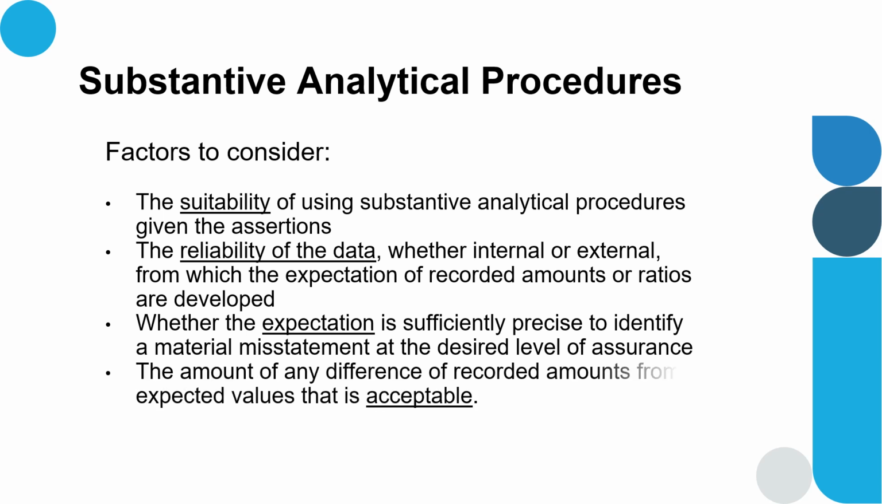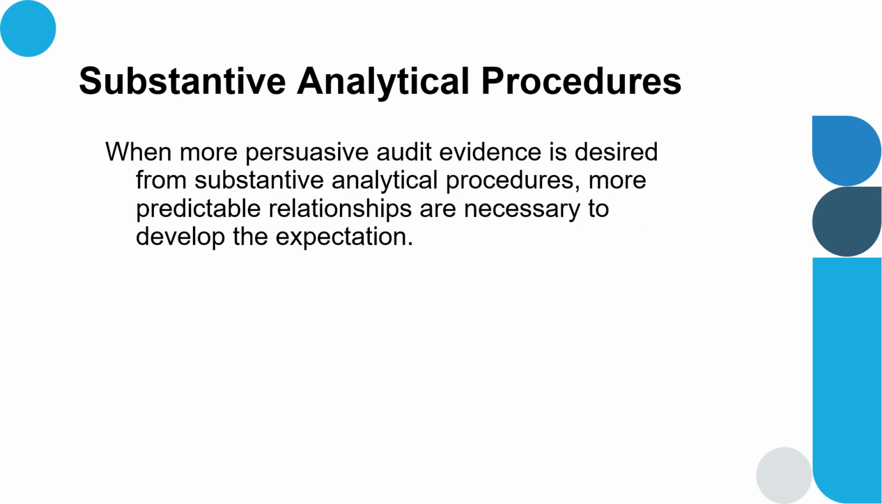Okay. And then, of course, the amount of any difference of recorded amounts from expected values that is acceptable. In other words, we determine the threshold. Okay. So because later on, whatever would breach the threshold is what we will investigate. So, when more persuasive audit evidence is desired from substantive analytics, more predictable relationships are necessary to develop this expectation. Let's look at some general rules of thumb when we talk about predictability of relationships.